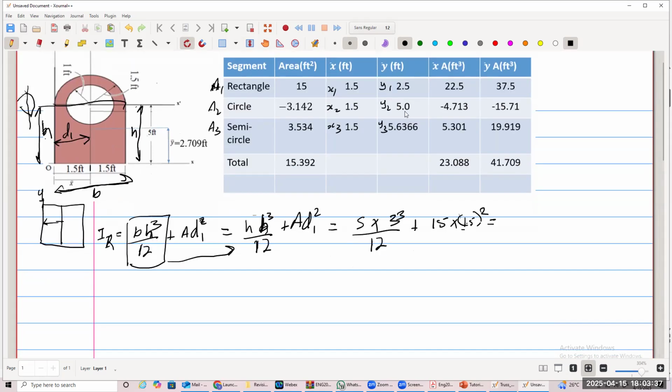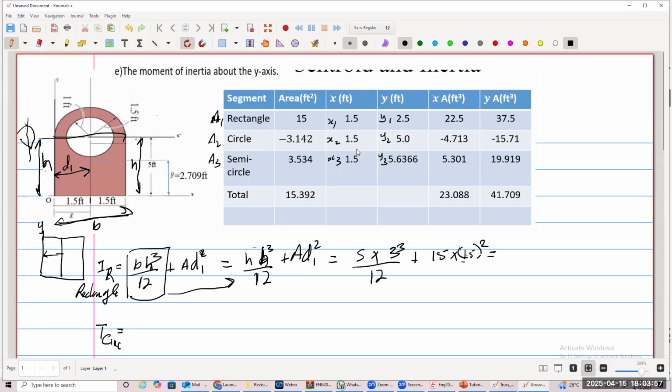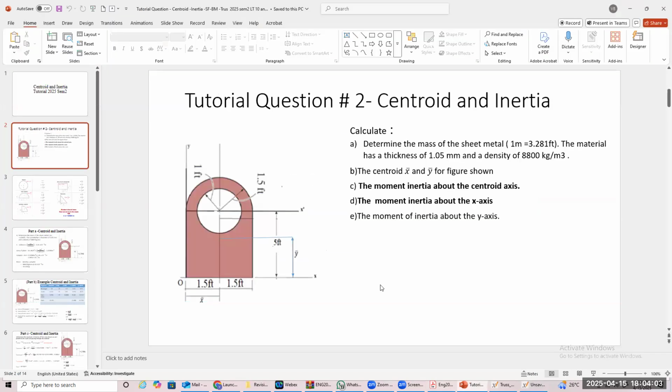Let's see if we can work the next one now. The circle now. So the inertia for the circle. All right, so that's the rectangle. This is the circle. What was the circle again? As a first inertia. If you don't remember, simply jump back to your table. Let's peep over here in our PowerPoint slide.